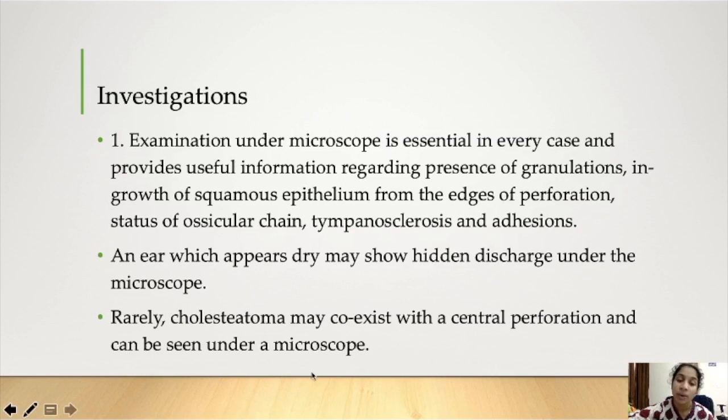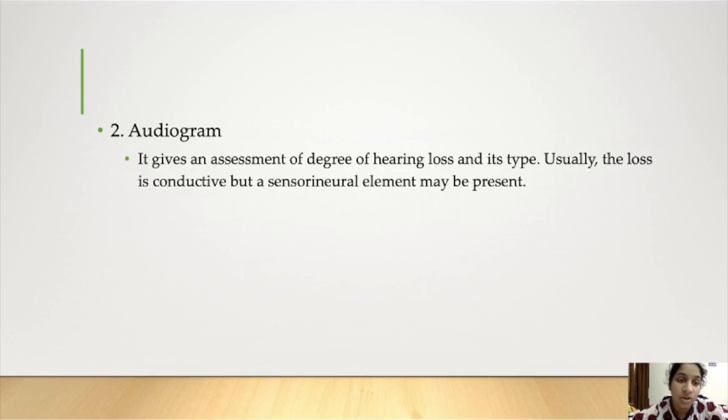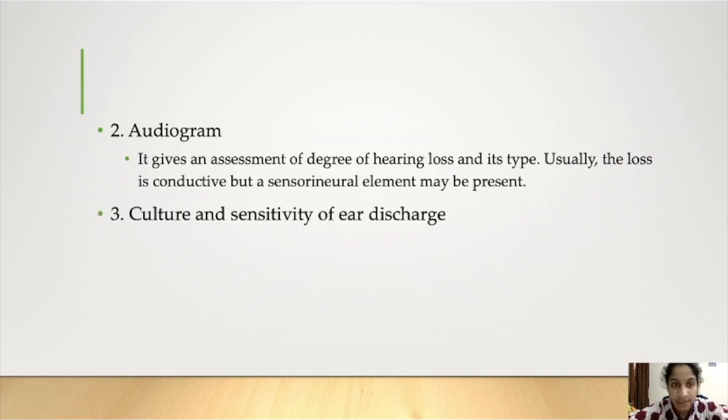Rarely, cholesteatoma may coexist with the central perforation and can be seen under a microscope, as can any destruction of ossicles. Next comes the audiogram. I explained already. It is used to understand the degree of hearing loss and its type. Usually, the loss is conductive, but a sensory neural element may also be present.